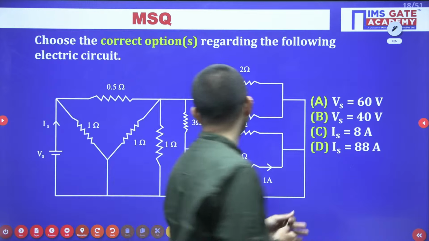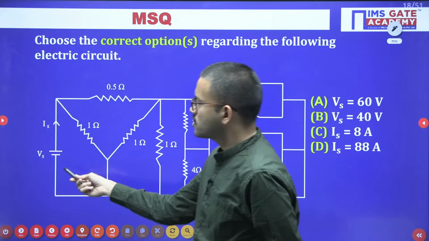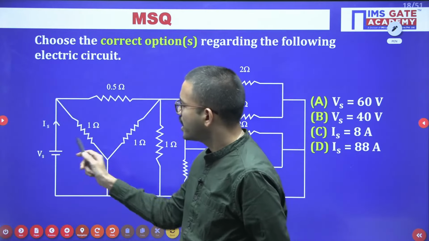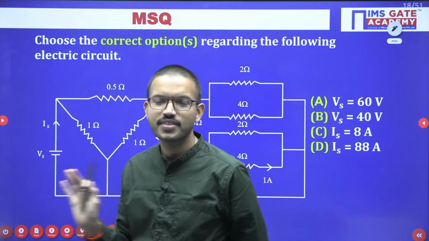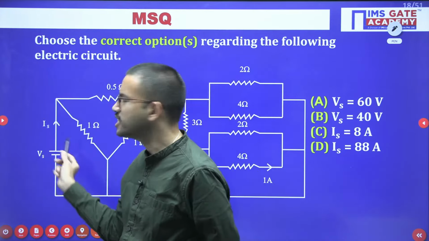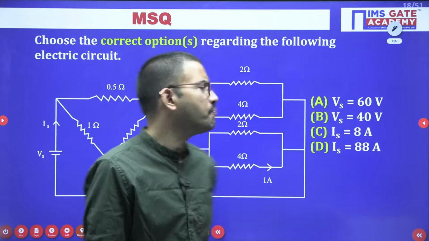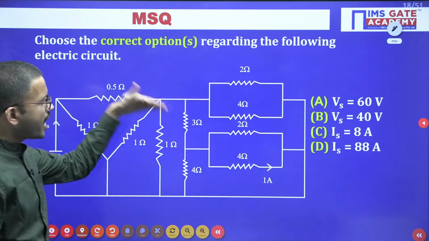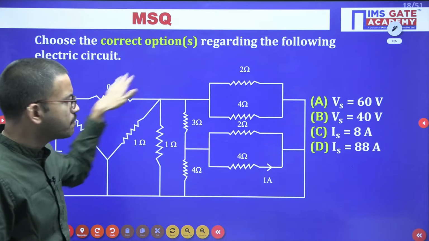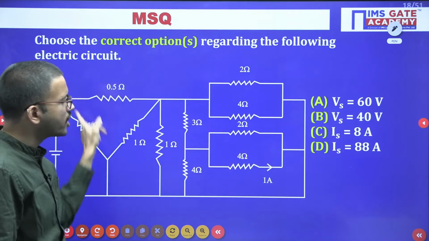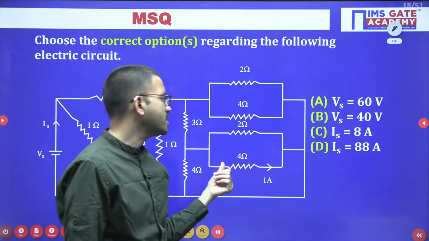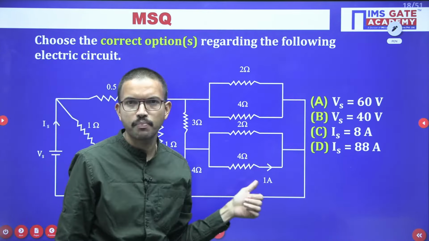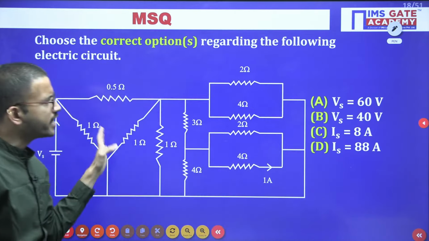In this question you have one voltage source and one current source. Regarding these two, I haven't mentioned any value of voltage or current. In the entire network you have simply resistors, and all the resistor values I have mentioned. Here I have mentioned the current flowing in this particular branch is 1 ampere. So all of you give a try.